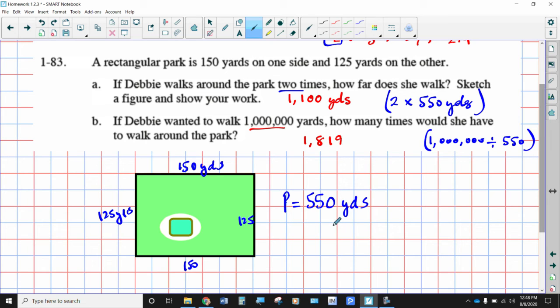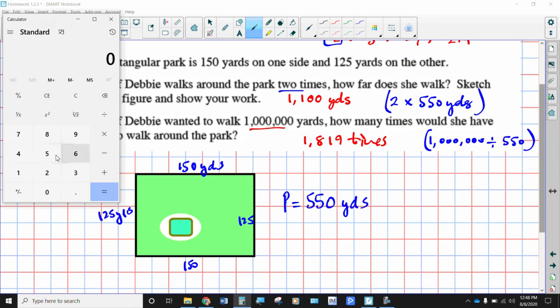But we would have to round that up to 1,819 times that she would have to walk around this park to get to 1 million yards. Let's go ahead and take a look at that. If you used your calculator, every time you go around is 550.